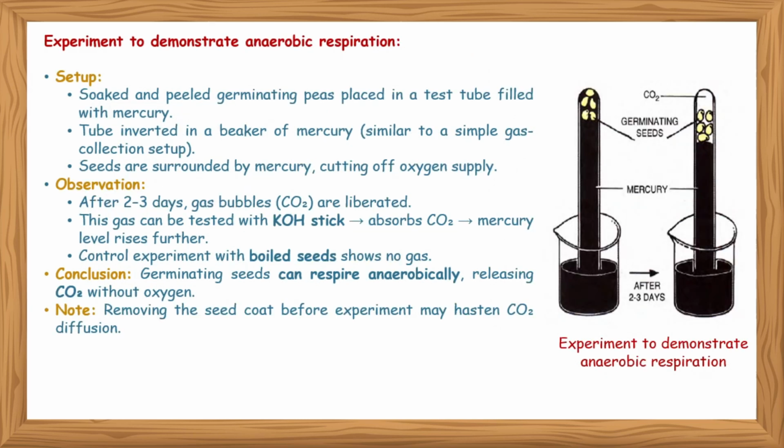Experiment to demonstrate anaerobic respiration. Here is the setup: soaked and peeled germinating peas placed in a test tube filled with mercury. The tube is inverted in a beaker of mercury, similar to a simple gas collection setup. Seeds are surrounded by mercury, cutting off the oxygen supply. Observation: after 2 to 3 days, gas bubbles are liberated.